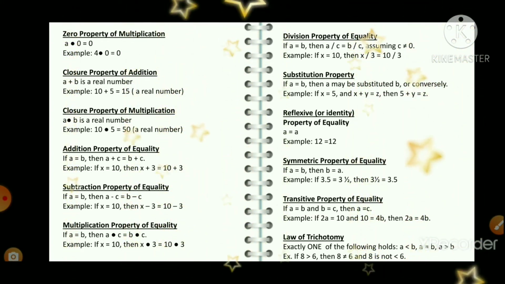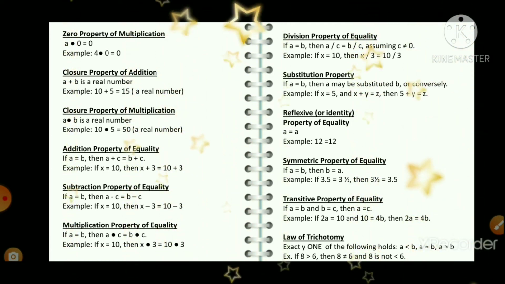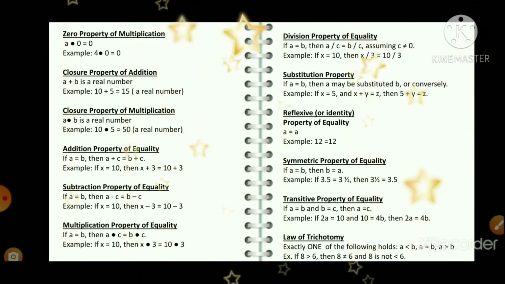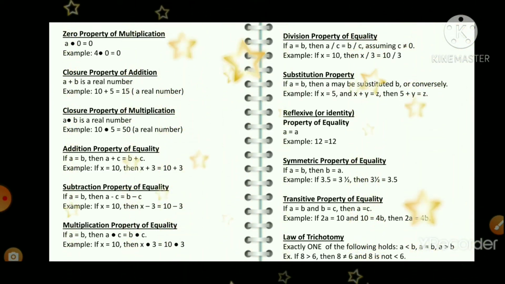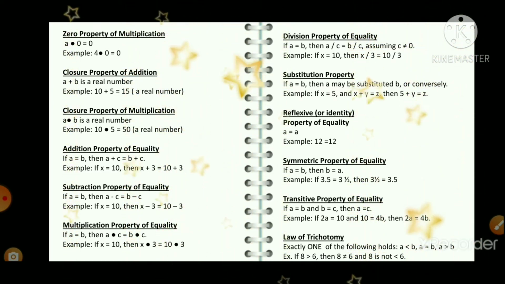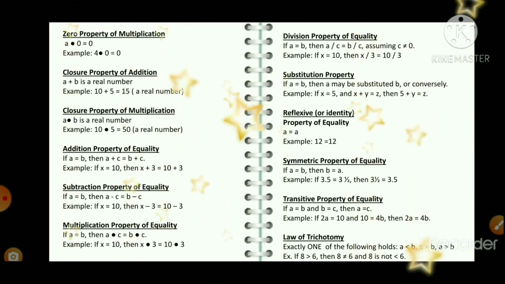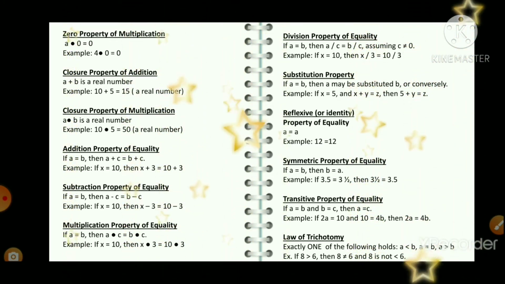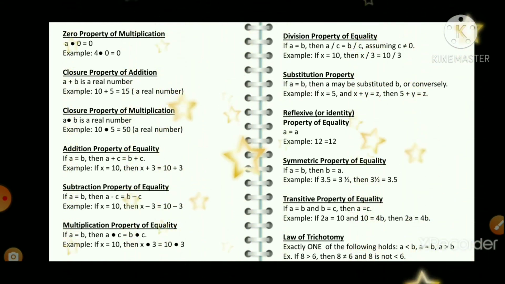We have the addition property of equality. If A is equal to B, then A plus C is equal to B plus C. Example, if X is equal to 10, then X plus 3 is equal to 10 plus 3. Adding the same value to both sides of an equation will not change the truth value of the equation.